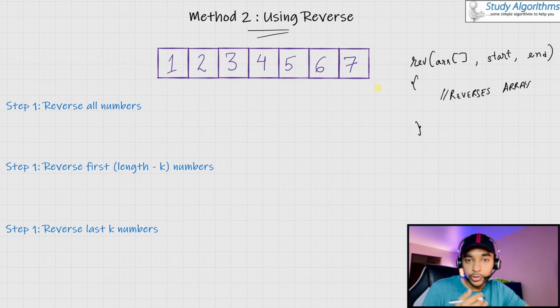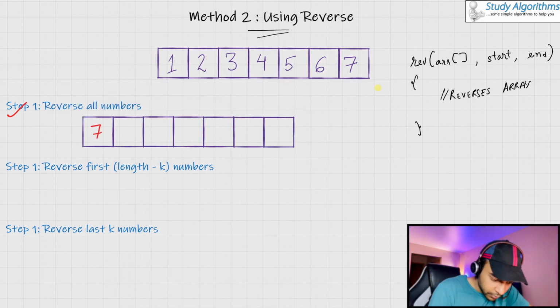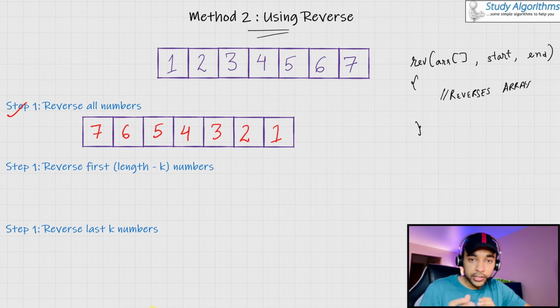So what I would be doing here is, in my first step, I reverse all of the numbers in the array. So now my array would look something like this. You see, now my array is completely reversed from the first position to the last position.